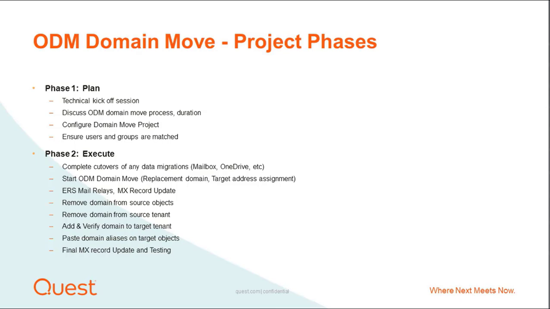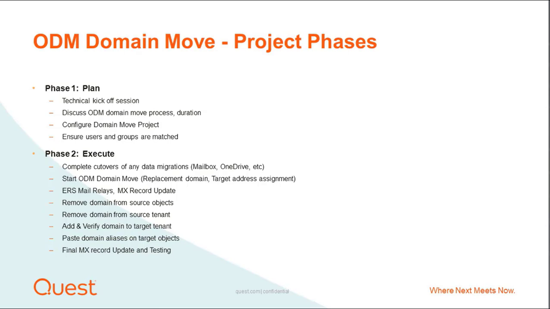Discuss the ODM domain move process in detail, the duration it takes for an ODM domain move, which can be anywhere from 4 to 8 hours for small size tenants and could be greater than 8 hours for larger tenants. Configure the ODM domain move project as the next step, and once the ODM domain move project is successfully configured, ensure that users and groups are matched within the project. This is a very important step because only matched users will have their address updated in the target.